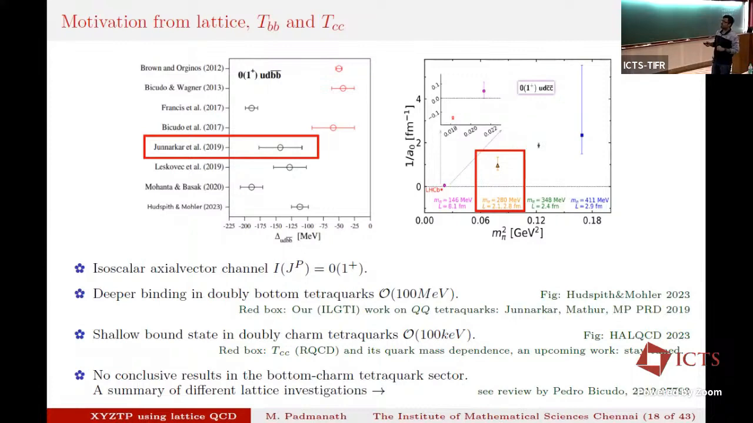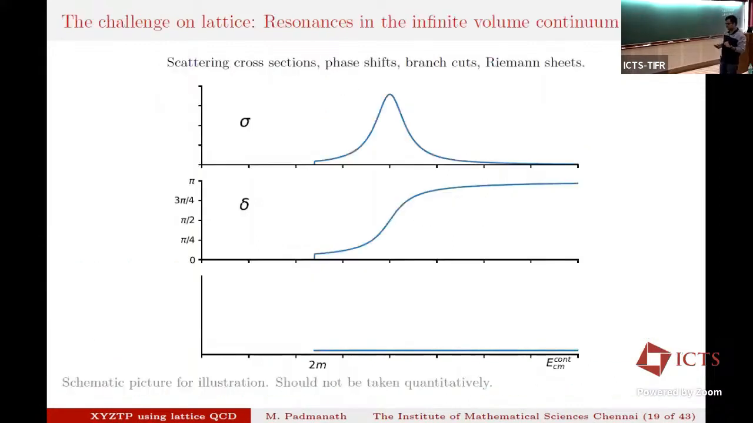There have already been calculations on similar T_bb systems where the charm quark is replaced by a bottom quark. Here, the entire community finds that there should be a deeply bound state in this kind of system. There have also been several lattice calculations in the TCC sector, and what I show here are only a few recent lattice calculations which could extract some scattering parameters related to this. So there is quite some interest in studying this TCC channel. Now I will go into explaining how we try to extract these scattering parameters by using lattice simulations.